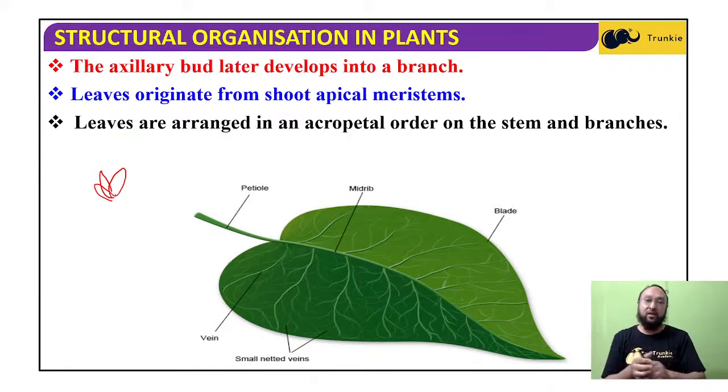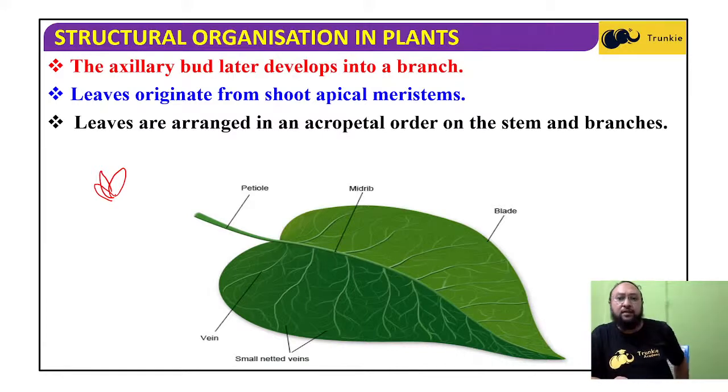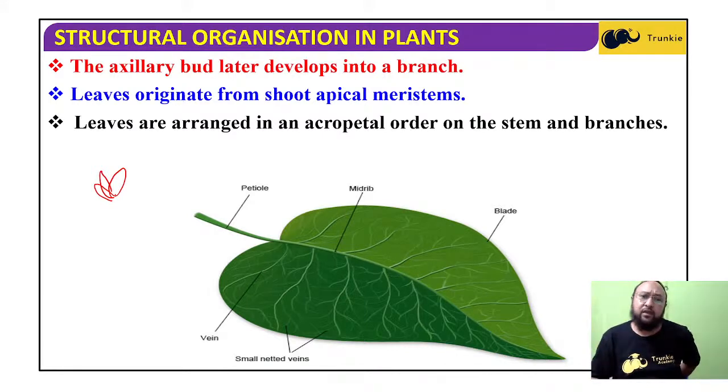The petiole or stalk is attached with the branch or the stem. Then the midrib goes through the lamina, separating it into two halves. Then there is the margin, and the veins are there. As I told you, in dicotyledonous plants it is reticulate venation, with small netted veins, like small nets. The veins are responsible for transporting water dissolved with minerals.